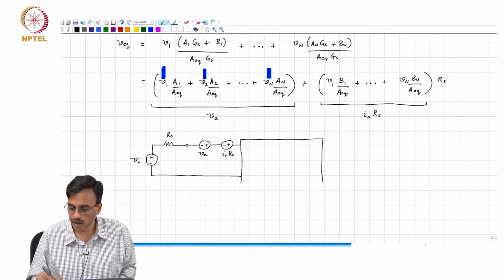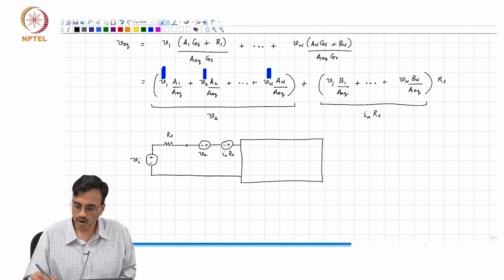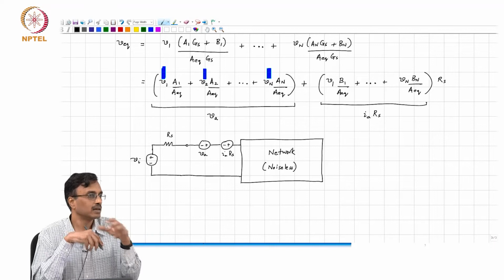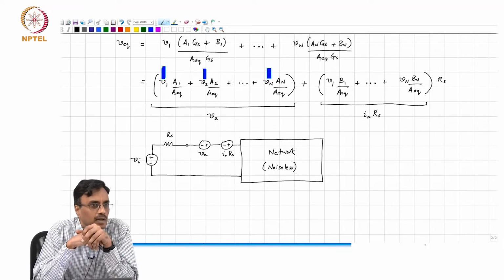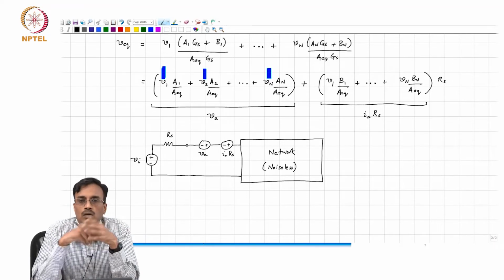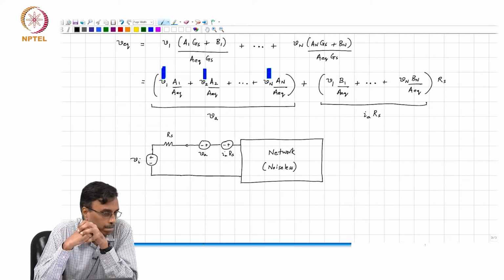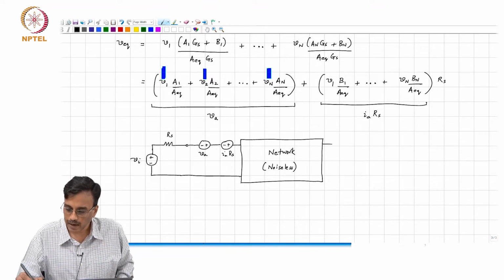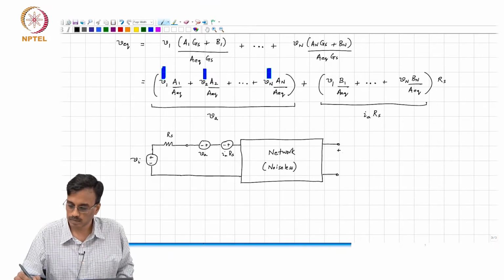and well, this is my internal network, whatever it may be, but here I have gone and made sure that all my noise sources are null. In other words, the network is noiseless, and this is the output.